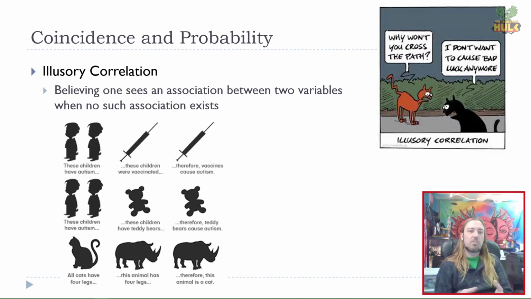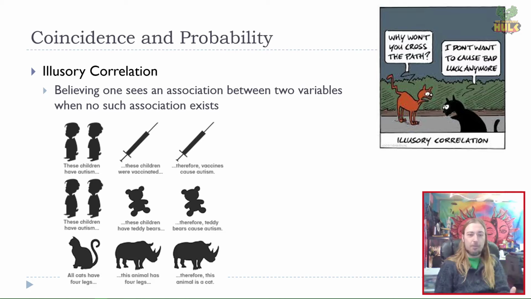That's a good example of seeing a relationship there and then confirmation bias strengthening the belief in that relationship, right? So the graphic here, these children have autism. These children were vaccinated. Therefore, vaccines cause autism. Well, the next graphic, these children have autism. These children have teddy bears. Oh, teddy bears cause autism.